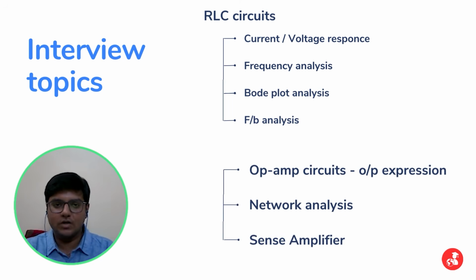Then he moved on to the op amp circuit. He gave me a simple basic op amp circuit and asked me to write the output expression. So I wrote the output expression using the superposition theorem. It was a very simple question, from the GATE syllabus. Then he gave me one question from network analysis, a simple circuit having two voltage sources and one resistor, and asked me to find the current in that loop. It was a very simple question.